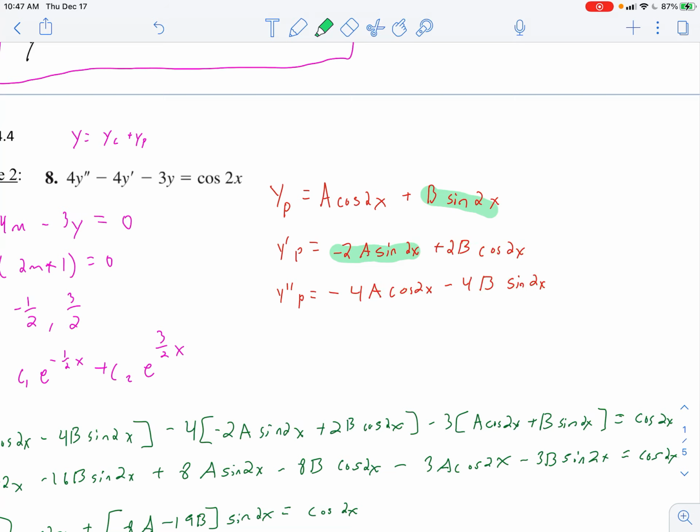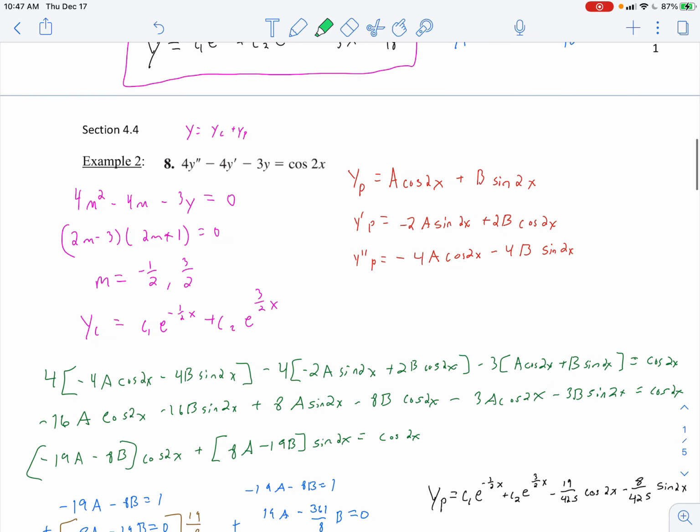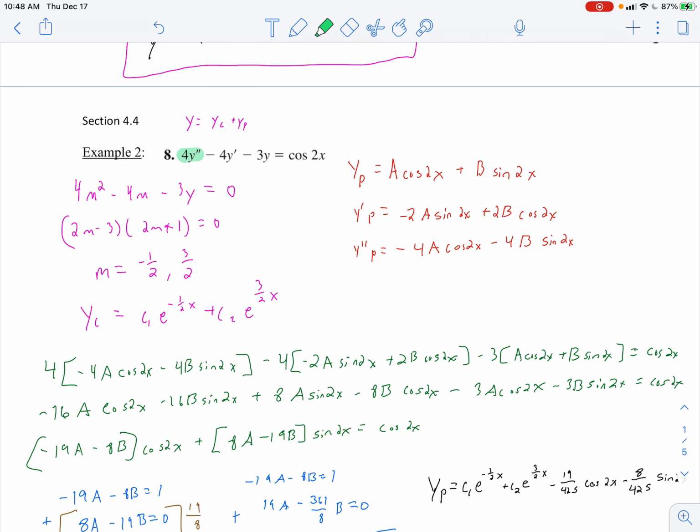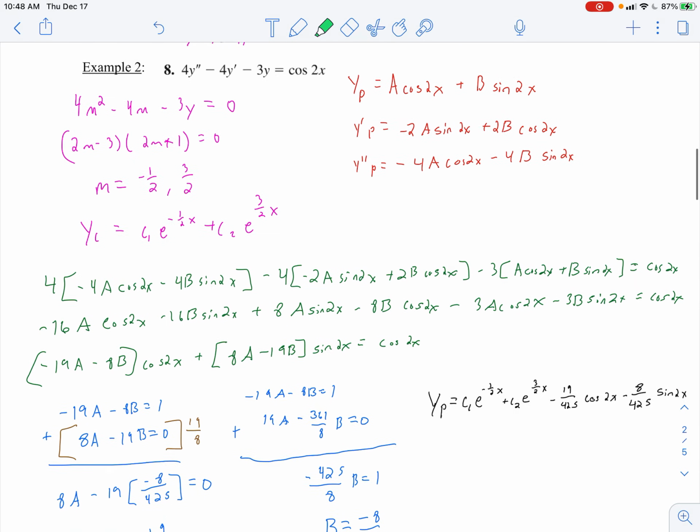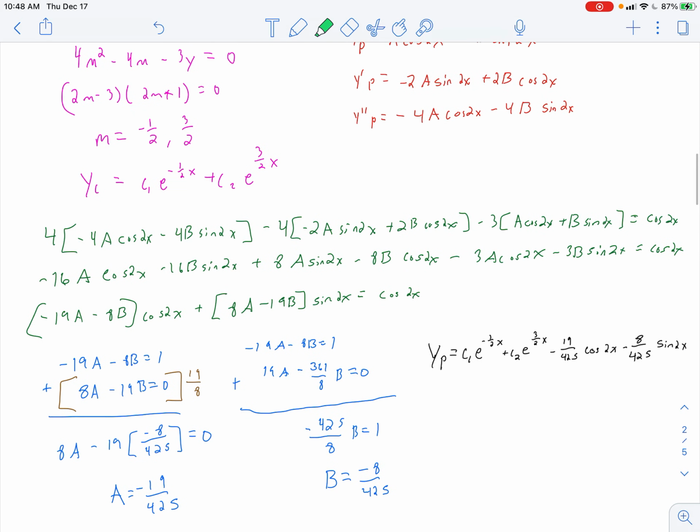Now that we found all of the derivatives of our particular solution, we're going to substitute them into our differential equation. All of this comes from our y double prime of p, y prime of p, and y of p. The rest is just algebra. We substitute it in, then distribute our coefficients, 4, negative 4, and negative 3, and then find our like terms.